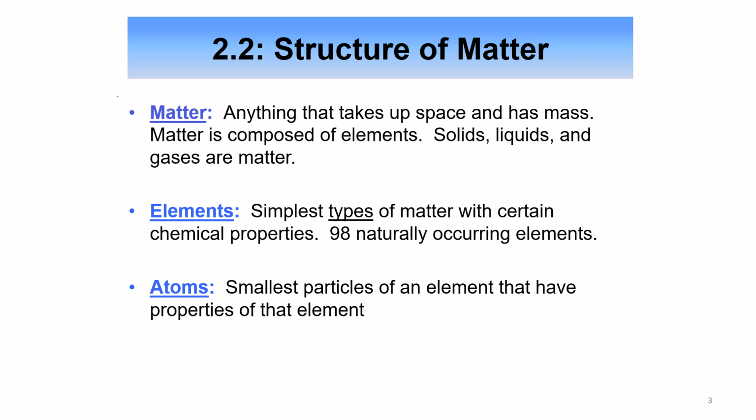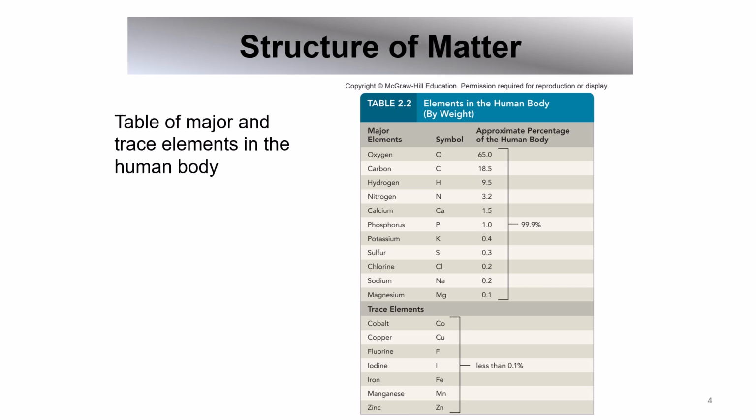Matter is anything that takes up space and has mass. So matter is composed of elements. Elements means the different types of atoms. All solids, liquids, and gases are considered matter. And so elements are then again just the different types of atoms. This table shows the major elements that make up our body, oxygen being the most.